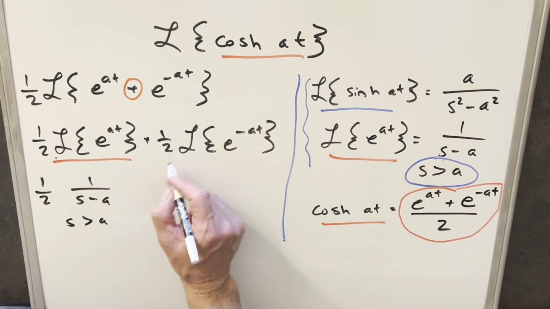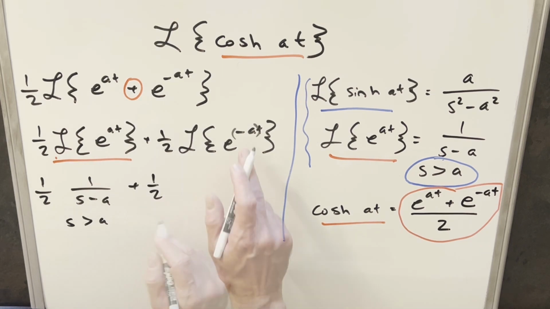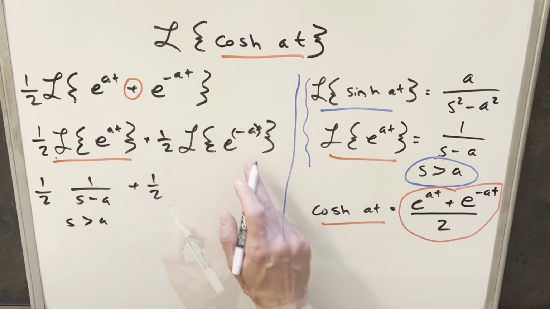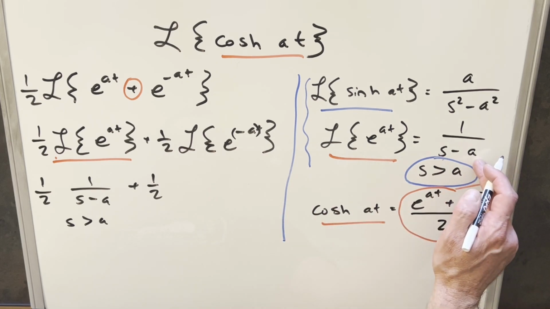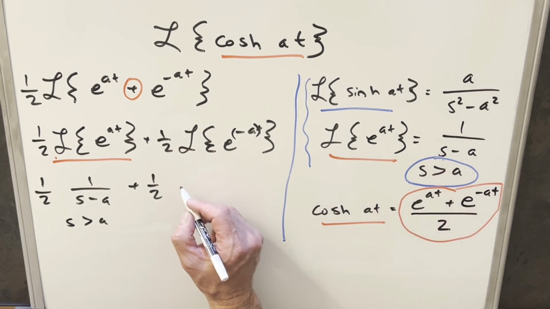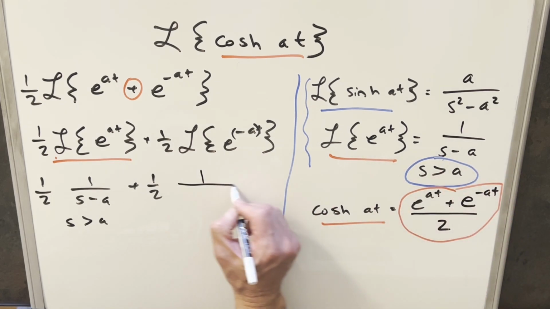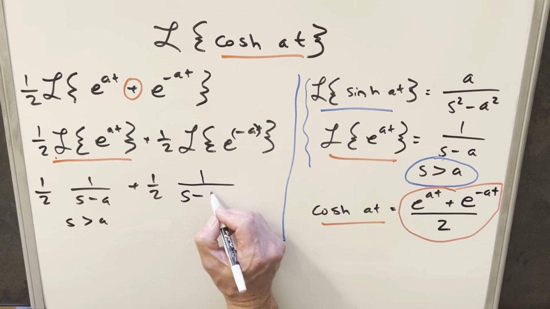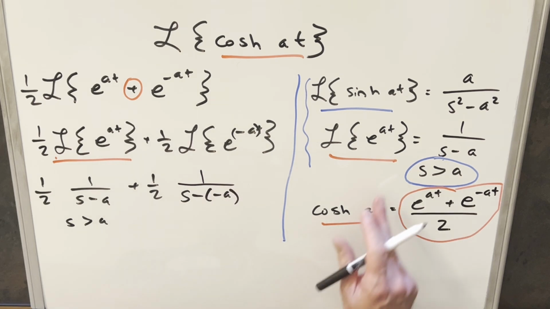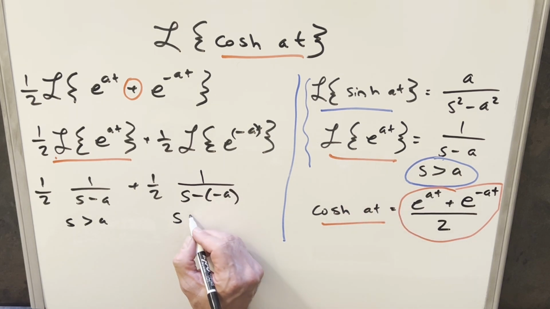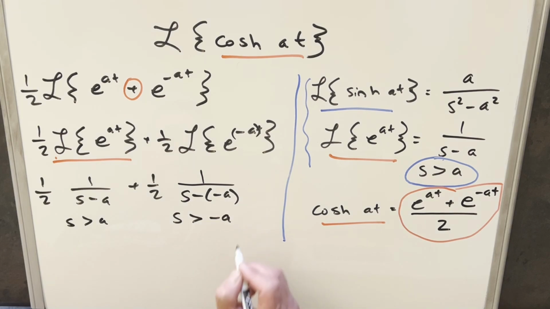And then really on this other one, we can use the exact same formula. We have minus a instead of a. So what we can do with this is use the formula, but replace a with minus a. So what's going to happen is this now is going to become 1 over s plus a. And then with the condition on it, we're going to need s to be greater than minus a. Minus times minus is plus.